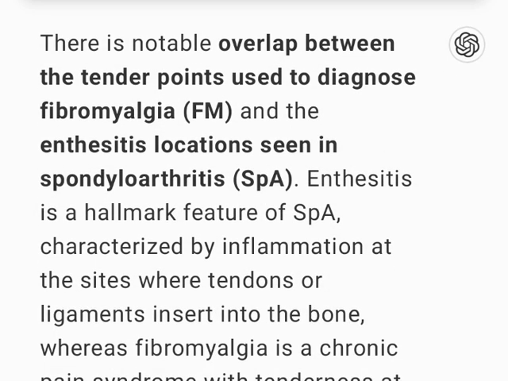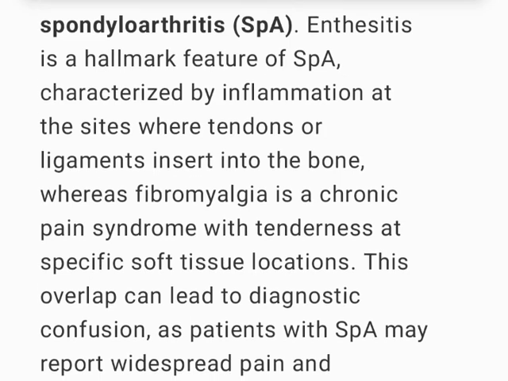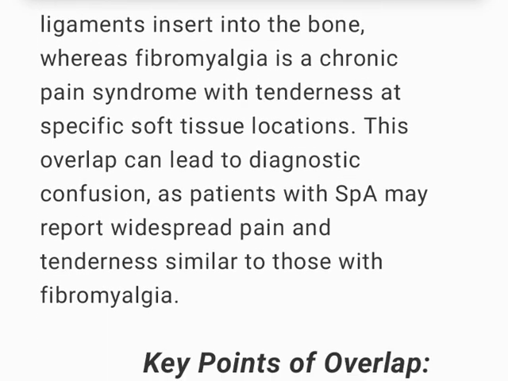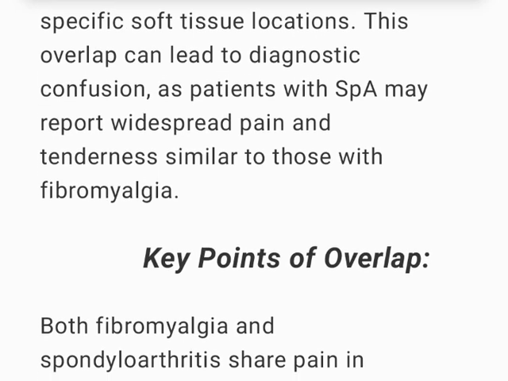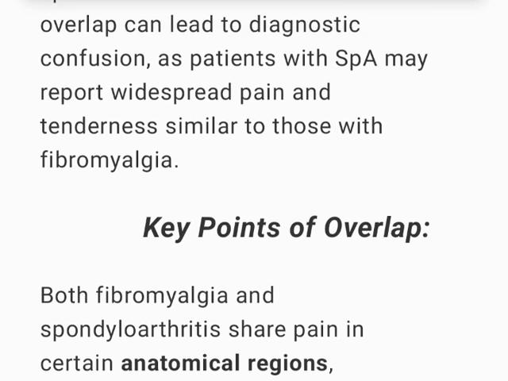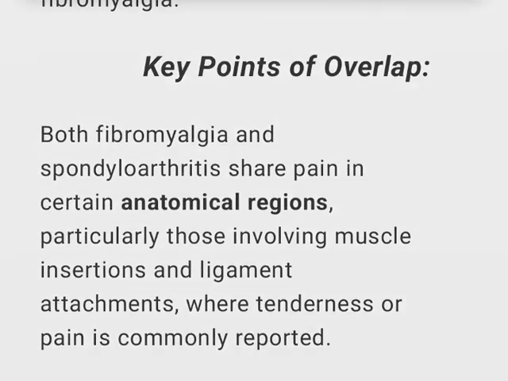There is notable overlap between the tender points used to diagnose fibromyalgia (FM) and the enthesitis locations seen in spondyloarthritis (SpA). Enthesitis is a hallmark feature of SpA, characterized by inflammation at the sites where tendons or ligaments insert into the bone, whereas fibromyalgia is a chronic pain syndrome with tenderness at specific soft tissue locations. This overlap can lead to diagnostic confusion, as patients with SpA may report widespread pain and tenderness similar to those with fibromyalgia. Key points of overlap.